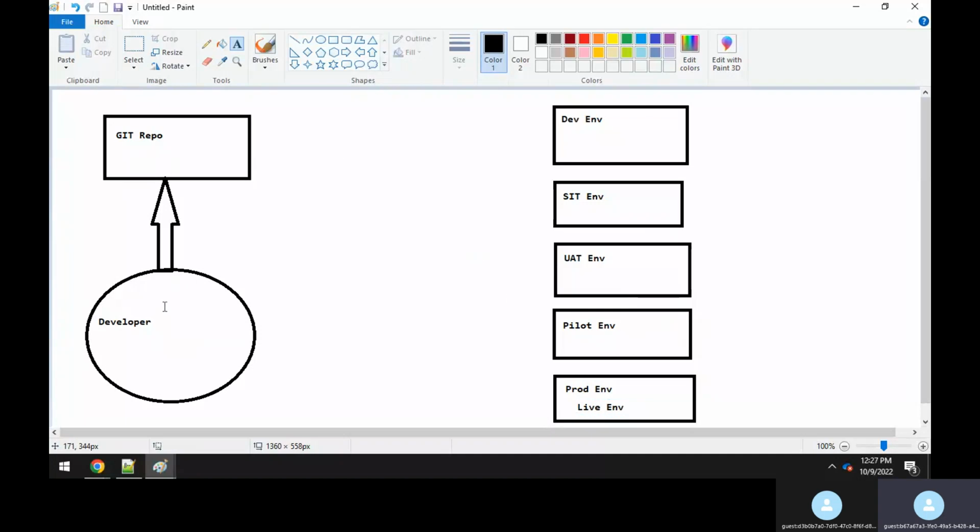Whatever software product is developed by the developer, he will push all the code into the Git repository. And what exactly has to be done later is that the software product in the Git repo has to get deployed into these various different environments. And who will deploy the code into these environments? It is a DevOps engineer who does that actually. So we have a DevOps engineer here.